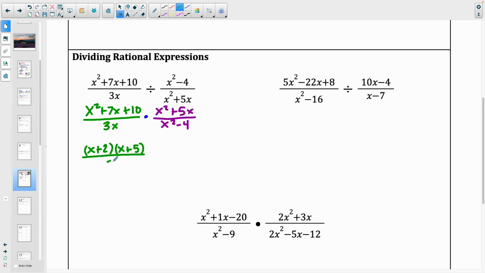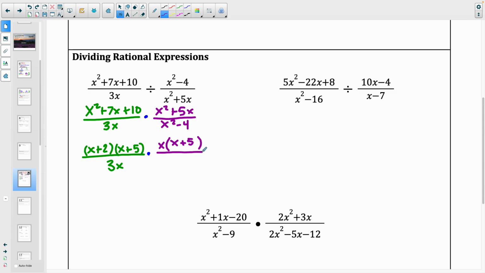The bottom of this fraction we can't do anything to, it's just 3x, so that's going to stay. Keep your multiplication sign in the middle, and now let's factor the purple fraction. So up top I have x squared plus 5x. I see that we have a GCF of x, and if I take an x out of both those terms, I'm going to be left with x plus 5 inside my parentheses.